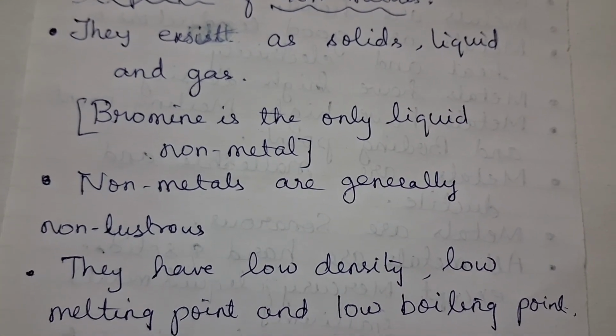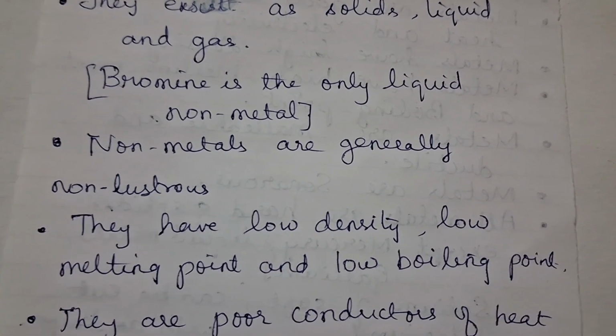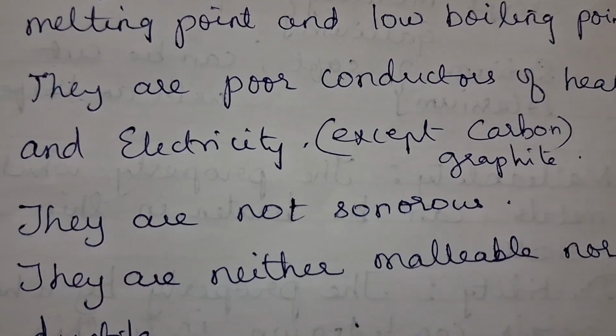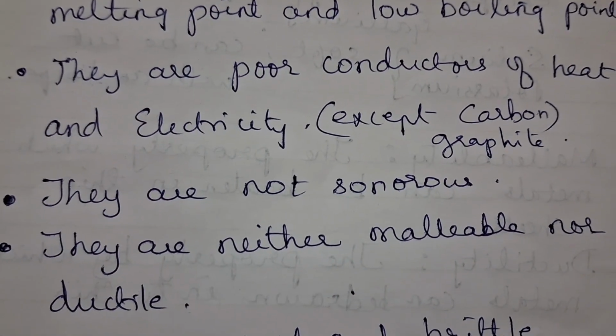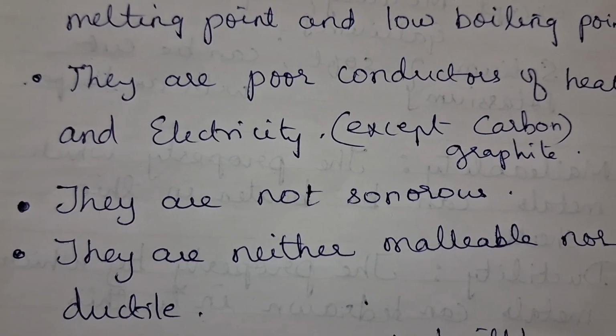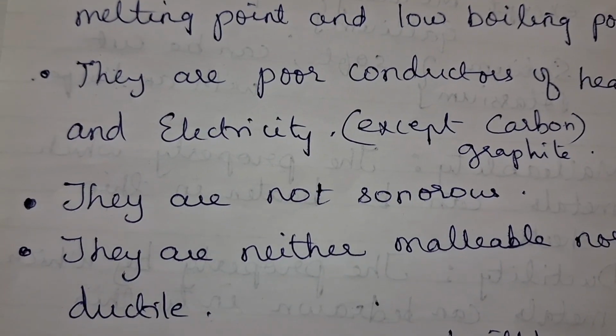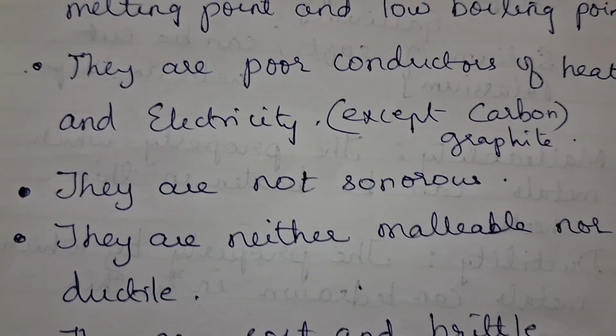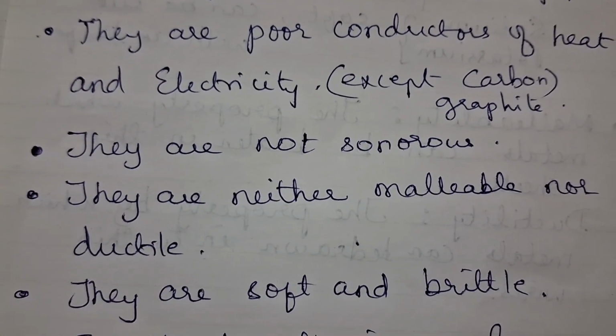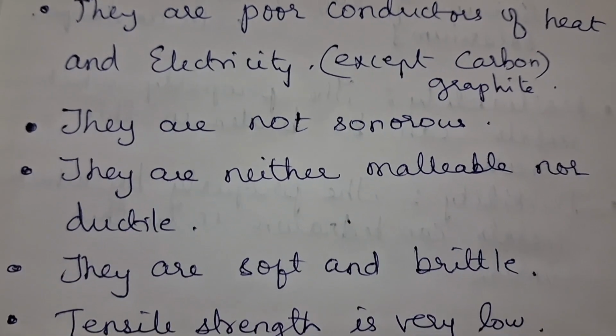They have low density, low melting point and low boiling point. They are poor conductors of heat and electricity except graphite. They are not sonorous, so when you hit hard, no sound is produced. They are neither malleable nor ductile. They are soft and brittle, so easily breakable.